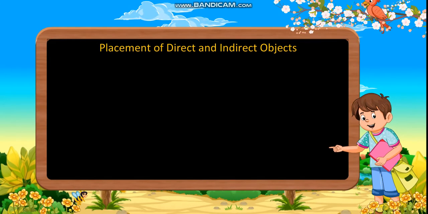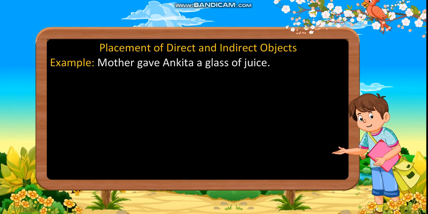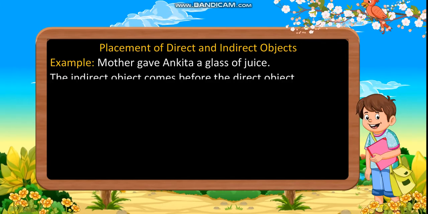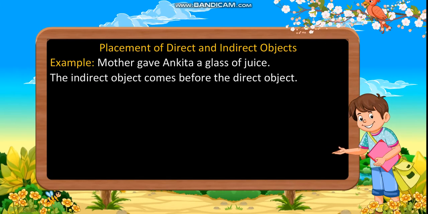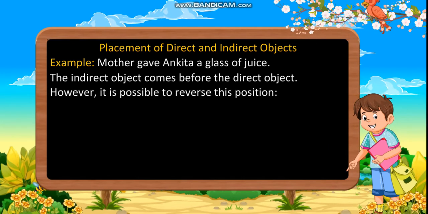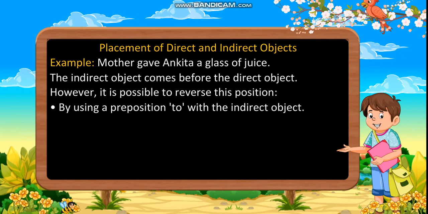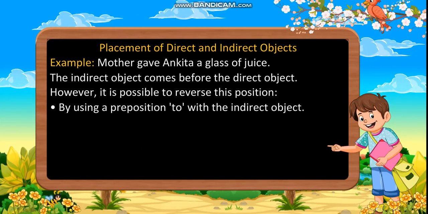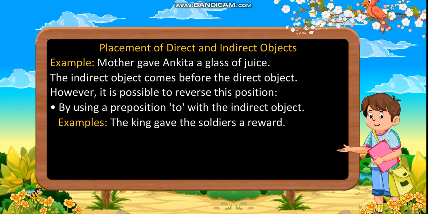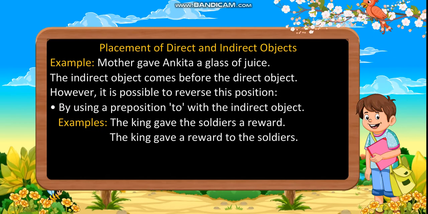Placement of direct and indirect objects. Example: Mother gave Ankita a glass of juice. The indirect object comes before the direct object. However, it is possible to reverse this position by using the preposition to with the indirect object. Examples: The king gave the soldiers a reward. The king gave a reward to the soldiers.